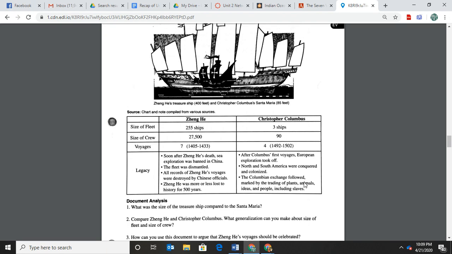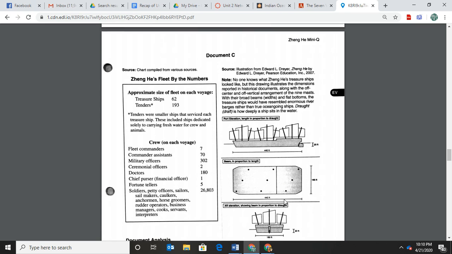So here we have two trading networks. You have the Atlantic triangular trade that's going to be created. The Columbian Exchange is huge. I wouldn't be surprised if there's something about the Columbian Exchange on your test, or something about the Indian Ocean Trading Network. You could see something where you have to compare trading networks, and just know that you can always find similarities. You can always find differences between anything. So that's some things about Zhang He.